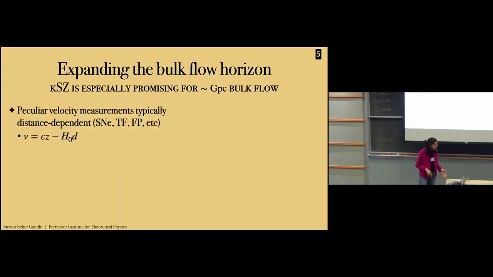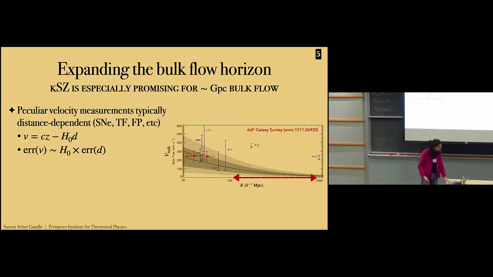The reason for that is because usually bulk velocity is measured using peculiar velocities that depend on distance. And distances are notoriously hard to measure in astronomy. What ends up happening is that the error on the velocity as a result grows with the distance as you go farther and farther out. So on a plot like this, you can really see the dearth of measurements once you go beyond 100 megaparsecs.